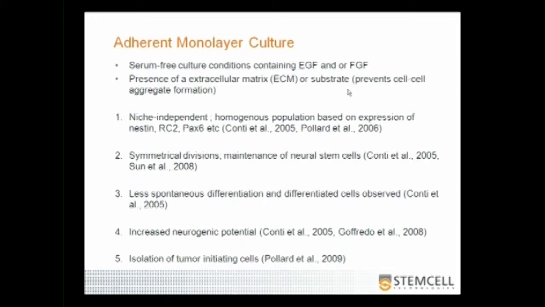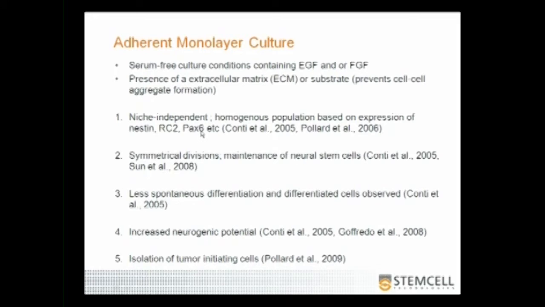So the main features of the adherent culture is that cells are cultured in a serum-free media which must contain EGF and FGF in the presence of a substrate or extracellular matrix. In earlier studies, the lack of success in obtaining consistent long-term adherent cultures from mouse and human CNS was due to the use of only EGF or FGF alone. It was also shown that certain substrates like laminin are better at supporting long-term cultures compared to poly-D-ornithine or fibronectin. Basically, the presence of a substrate promotes cell adhesion to the substrate and prevents cell-to-cell aggregation, or in other words, neurosphere formation.